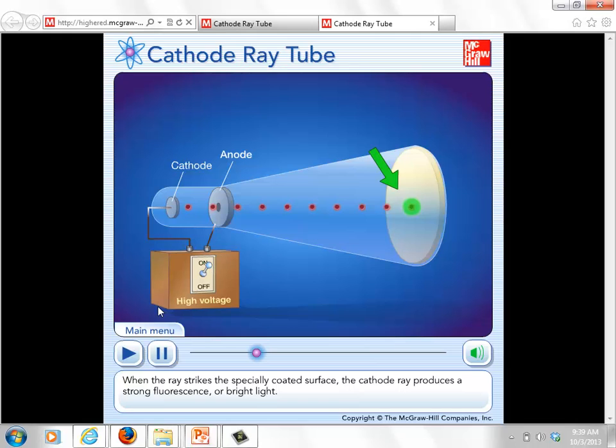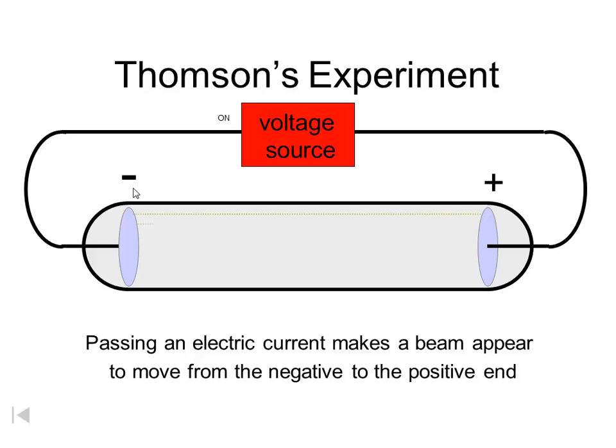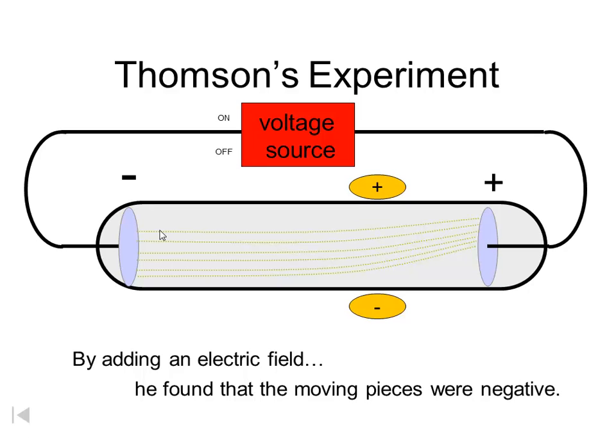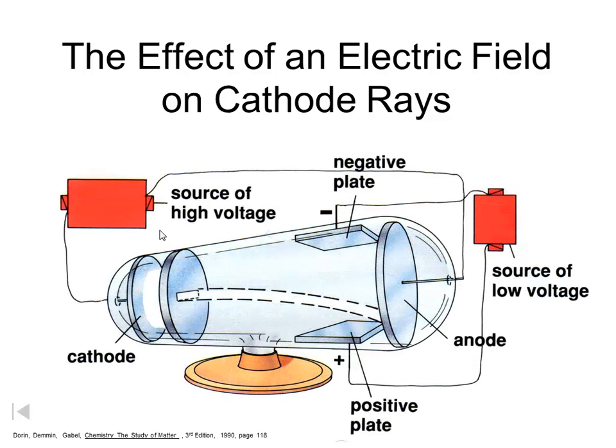All right. So, moving forward, we saw a little simulation. Here's another little diagram that I made. It's not as good as that one. But you have the negative and positive charge plates, and when you have an electric current, it goes directly to it. When you add your electric field, they're drawn to the positive plate, indicating that the beam is made of negatively charged particles. So, there we go.